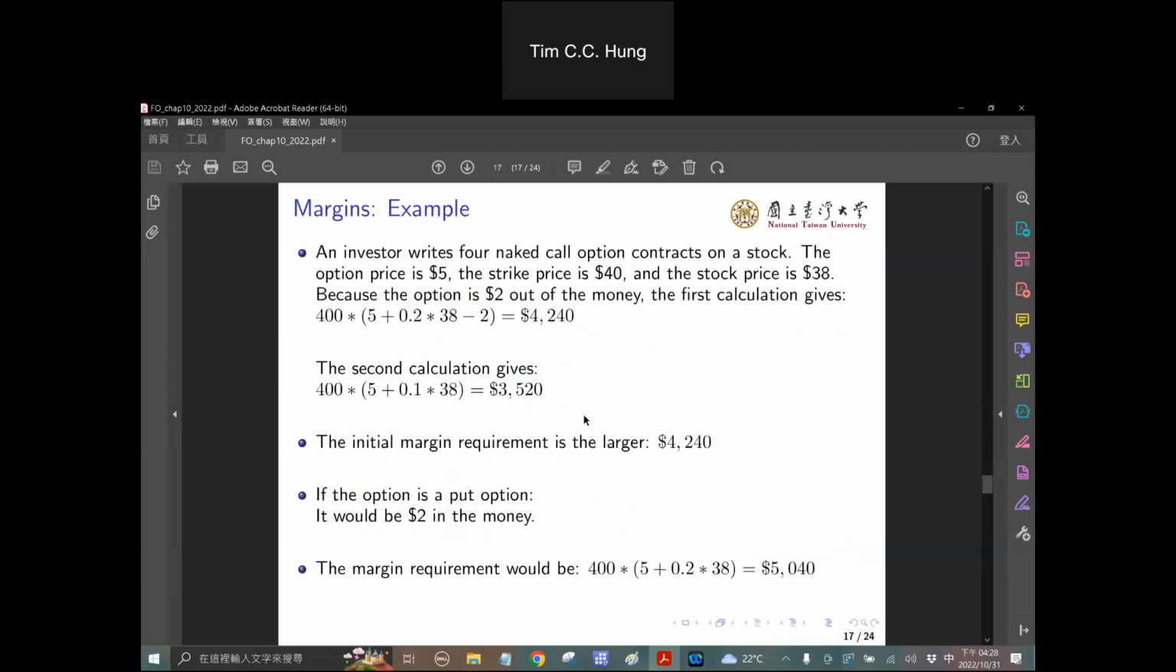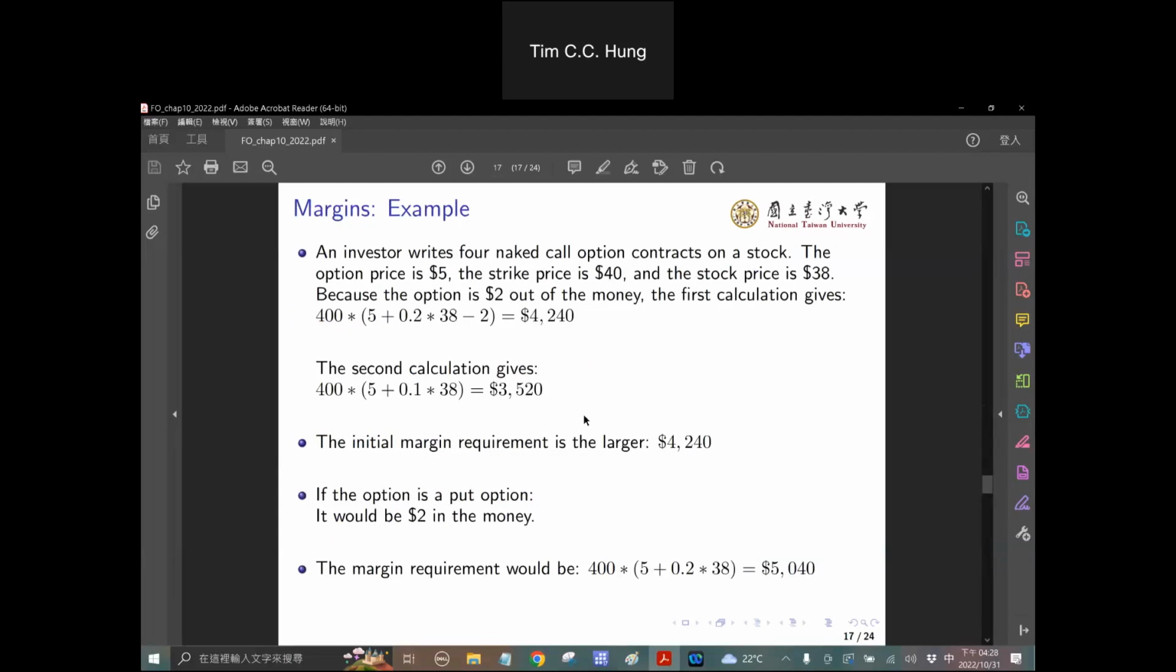For example, an investor writes 4 naked call option contracts on a stock. The option price is $5, the strike price is $40, and the stock price is $38. So like I said, it's a call option, and now the stock price is $38 and the strike price is $40. So at present, this call option is out of the money, by $2.